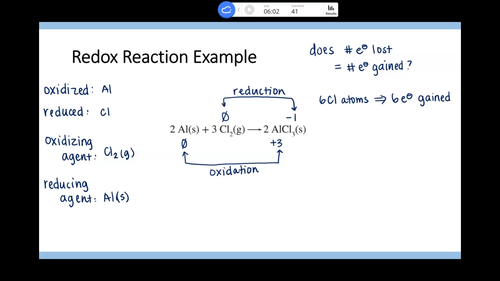Six Cl atoms, each one gained 1 electron, so that's a total of 6 electrons gained. Aluminum, we have 2 aluminum, taking into account the coefficient. Each loses 3 electrons. So we have 6 electrons lost. So electrons lost equals electrons gained. So this is a balanced redox reaction.